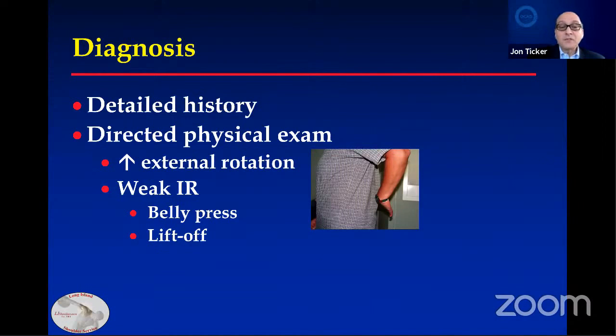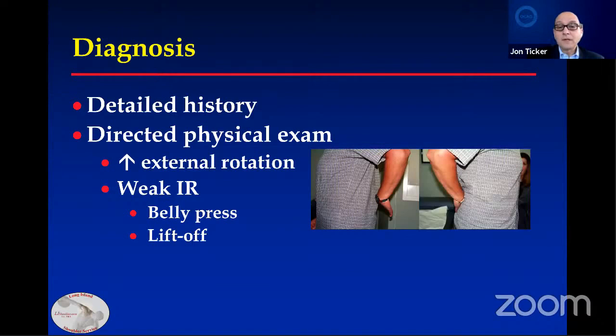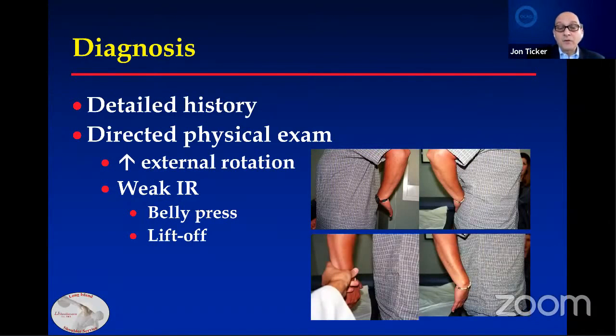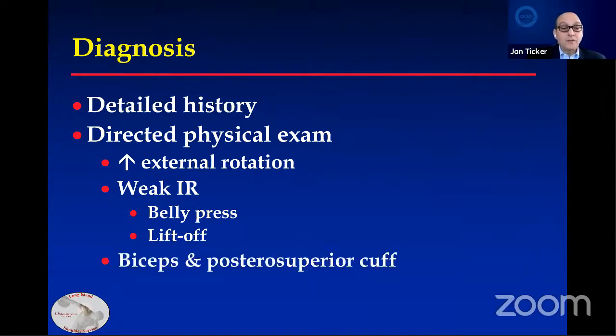There's also the lift off. This is the normal, so the hand is in the small of the back and they can lift it off, and here the patient can't. There's a modified lift off where you hold it off, and if they don't have a competent subscapularis, it slaps against the middle of the back. Of course, you'll have to look for biceps and posterior superior cuff pathology during this exam.